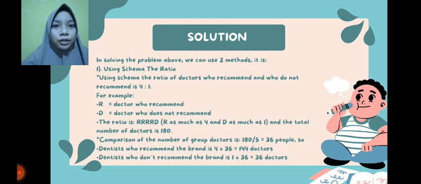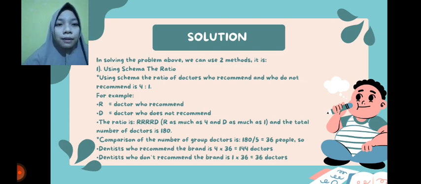The solution, we can use two methods. First, we use the ratio. Using the ratio of the doctors who recommend and who do not recommend is 4 to 1. For example, R is doctor who recommend and D is doctor who does not recommend. So the ratio is R as much as 4 and D as much as 1. And the total number of doctor is 180.